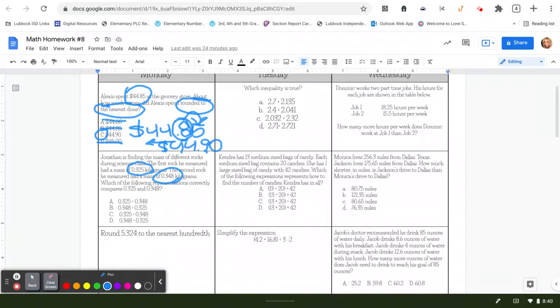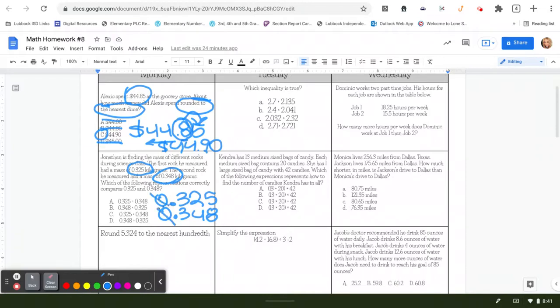Our strategy, which you guys are really struggling with for some reason, is to line these up. I feel like you think you can just look at the numbers and know. And unfortunately, you showed on our district assessment that that's not true. So I need you using a strategy. The strategy is to line them up and go one place value at a time, starting with the largest.